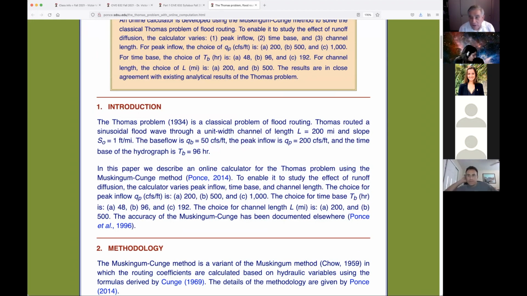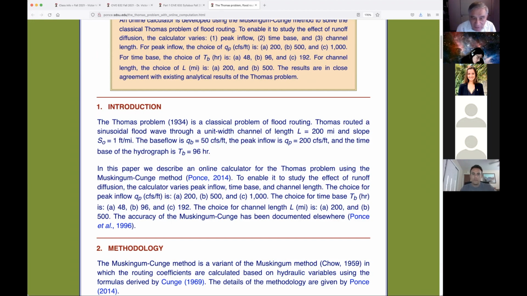Suffice to say at this point that the time base of the hydrograph controls the kinematicity. If it's 96, it's less kinematic than 192, and if it's 48, the wider the TB, the more kinematic the wave is. So 192 is more kinematic than 96, and 96 is more kinematic than 48. Therefore, 48 should diffuse more than 96, and 96 should diffuse more than 192. And 384, which is double the 192, which we didn't test, should diffuse hardly anything because by that time you're getting all the way to kinematic. It can be shown that.